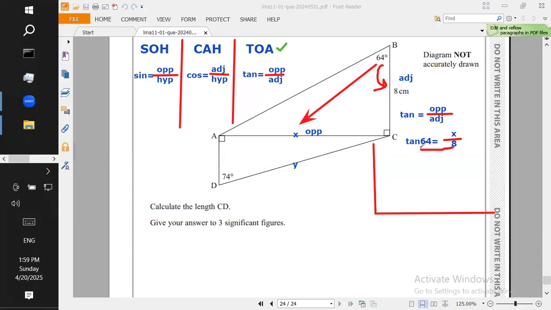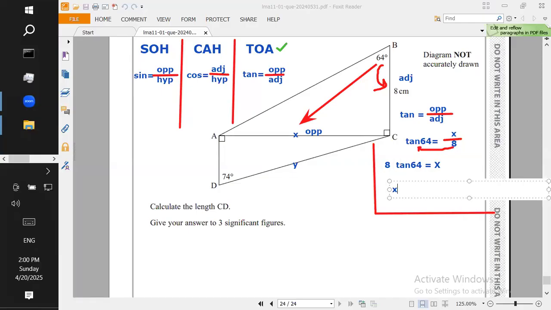Because it's divided, I can take it to this side by multiplying. So the 8 will be multiplied by tan 64. So 8 times tan 64 will equal x. Okay, let's make it capital so you can see. So 8 multiplied by tan. Now this one is multiplied, so I'm going to write it like this, dot, or without any numbers. So 8 multiplied by tan 64 will give me x.